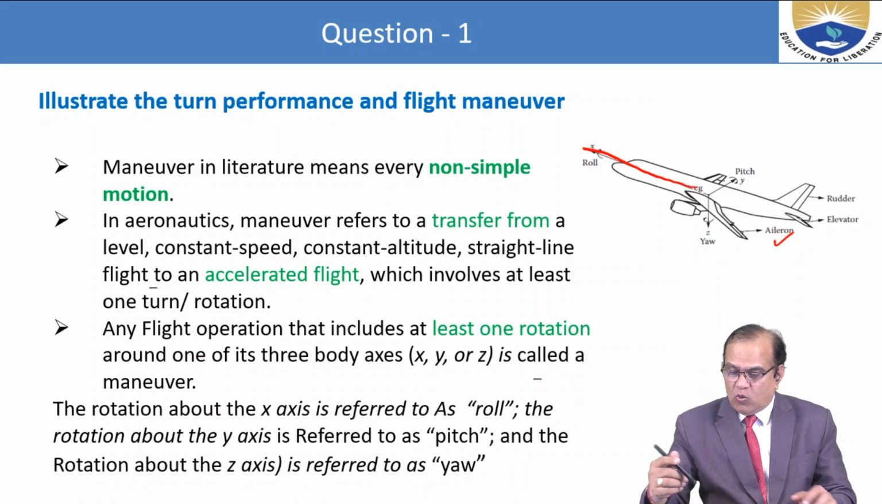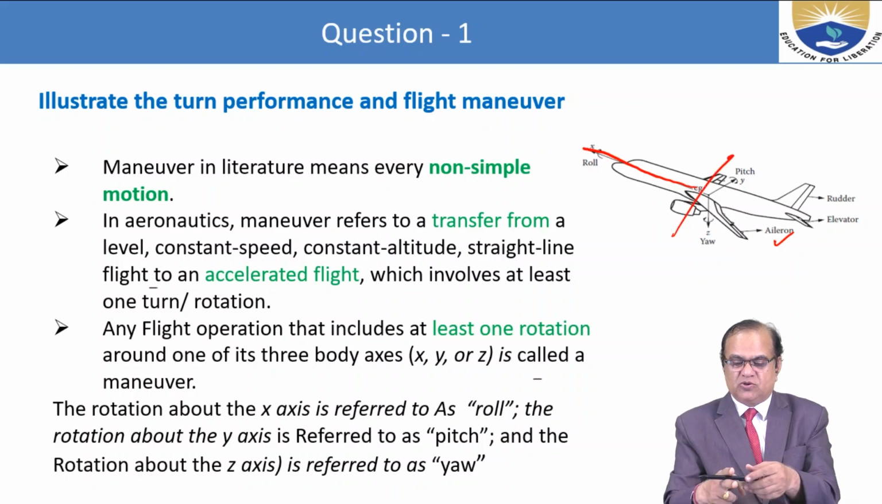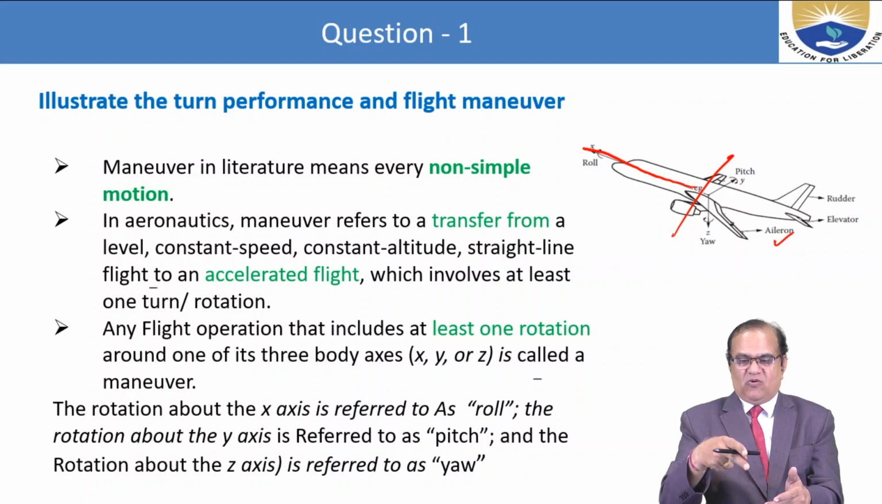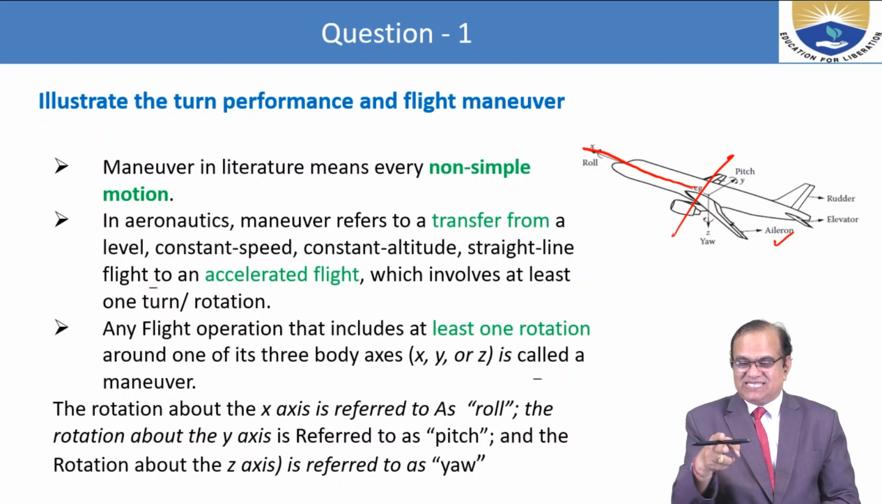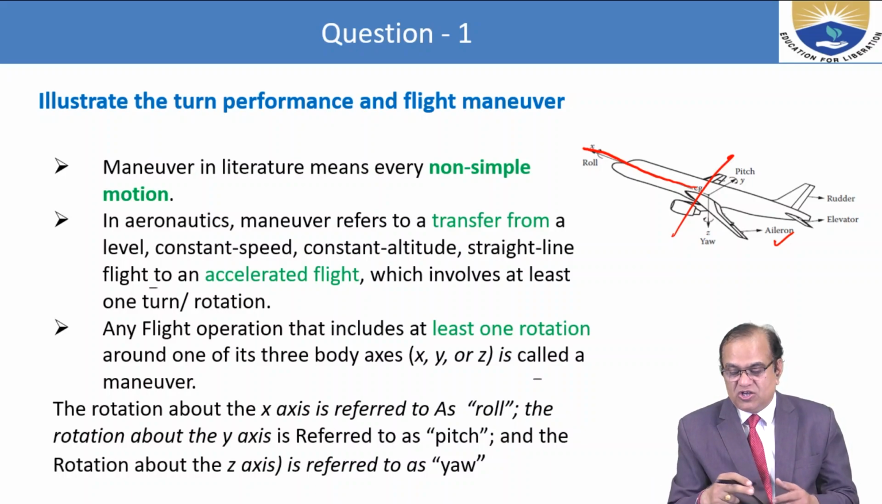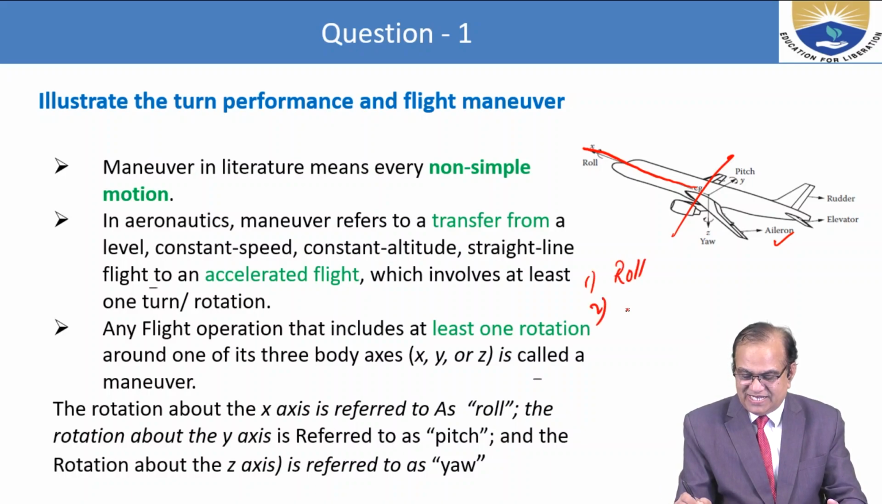And the rotation about the y-axis, this is the y-axis, is the nose going up and down. This is called the pitching. And rotation about the z-axis, where the nose will go left and right, is called a yaw. So we have three types of rotation. First is the roll, second is the pitch, and third is the yaw.